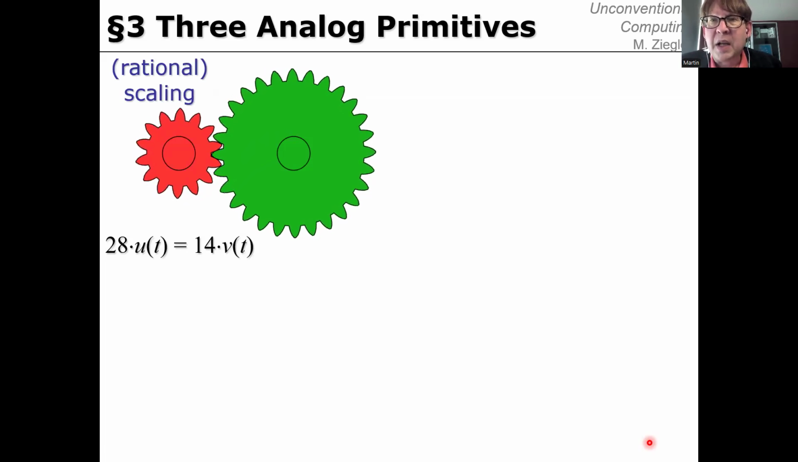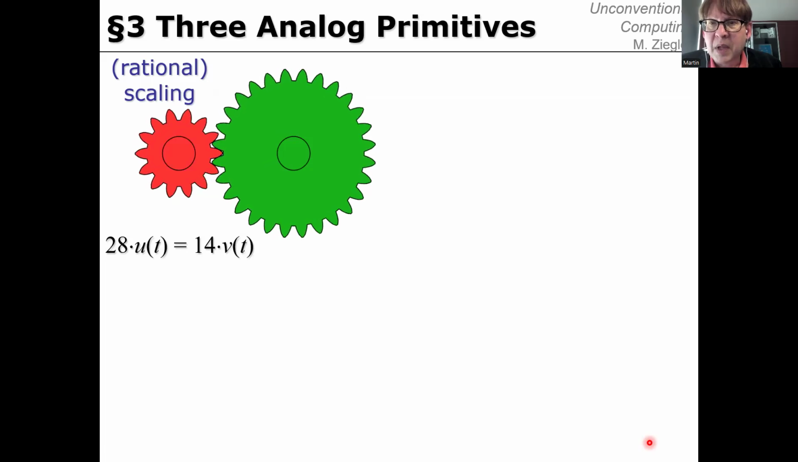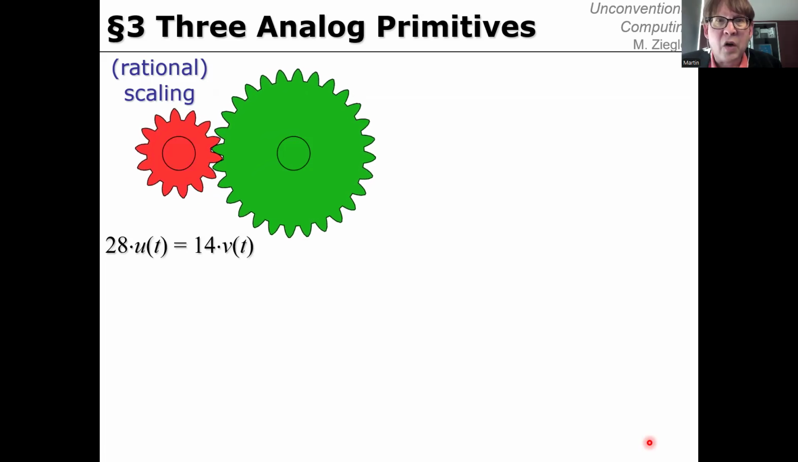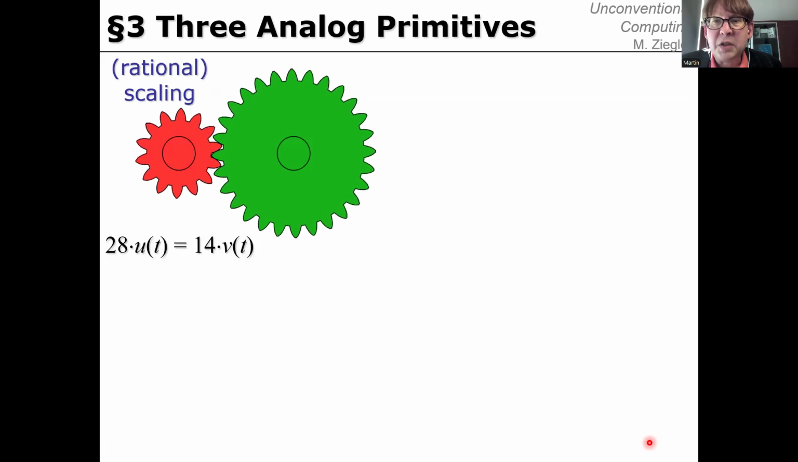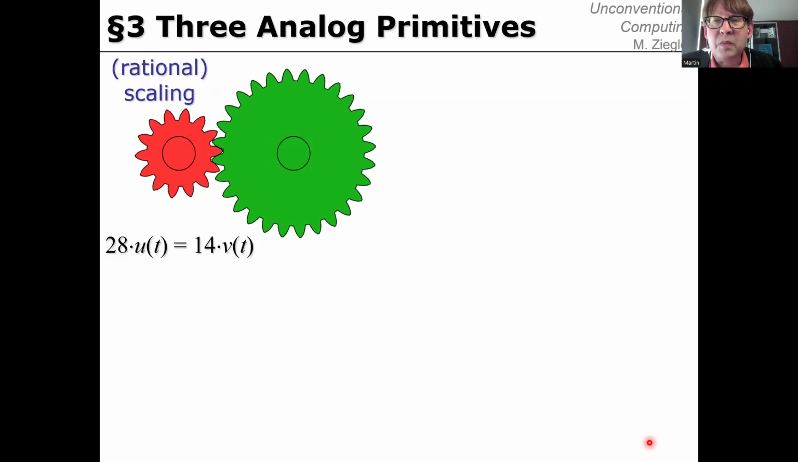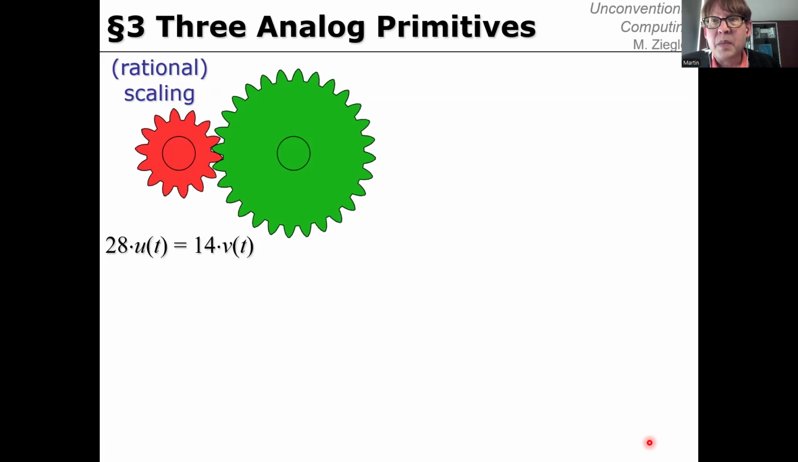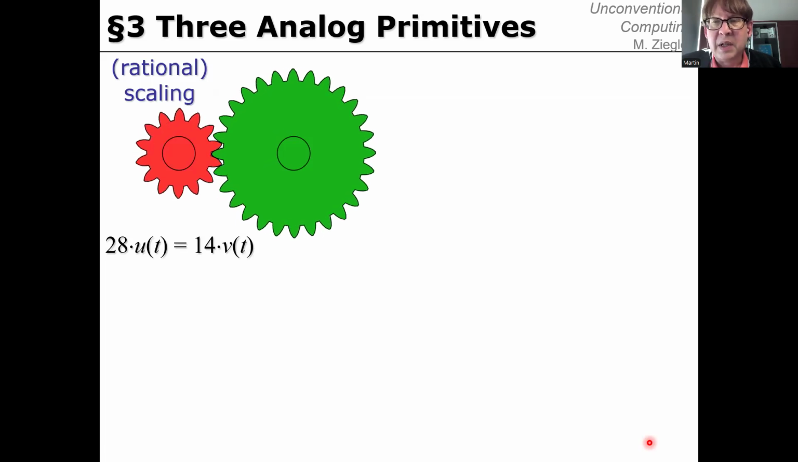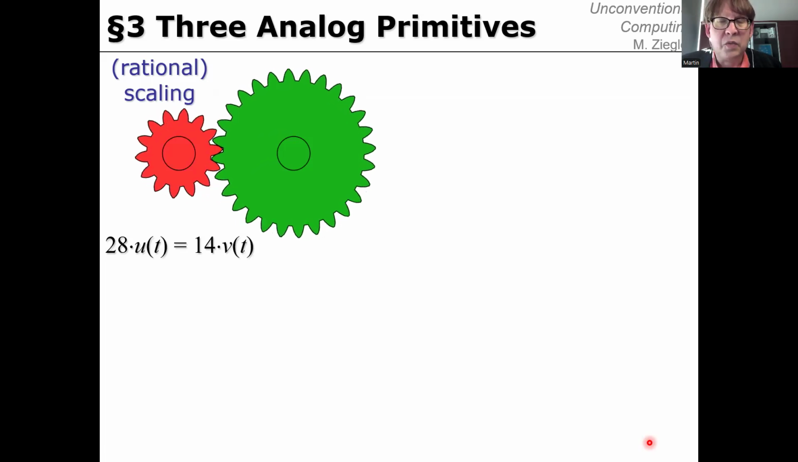The second analog primitive is something that you probably know from maybe cars. In a car, there's one engine and it's driving the, let's say, back wheels or front wheels.